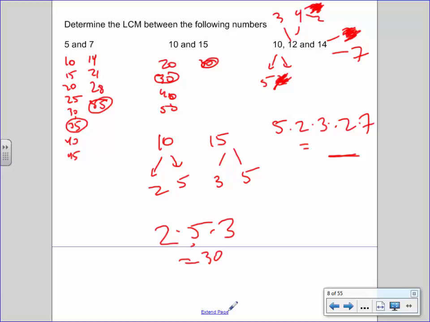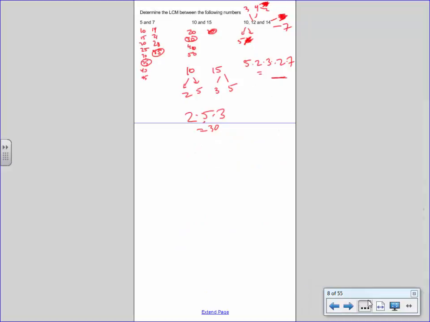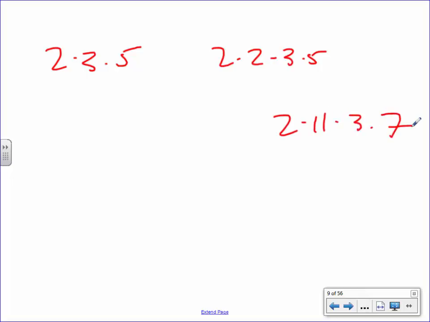Okay, let me do another example here. Let's say that there was like a 2, a 3, a 5, then there was a 2, a 2, a 3, a 5, and then there was a 2, an 11, a 3, and a 7. Okay, this guy has a 2, so I'm putting it on the list. See how this guy has a 2 though? I've already used one 2 from each of them, so one 2 has already been used up for all of them, so I'm good there.